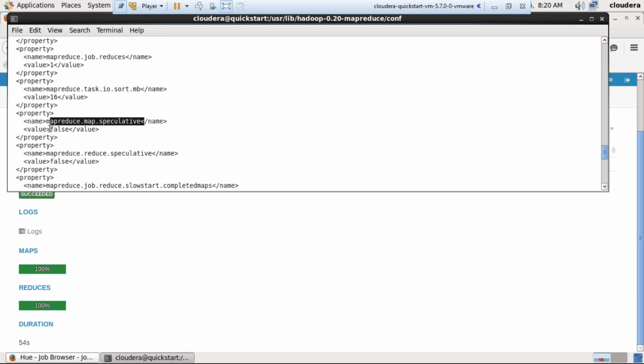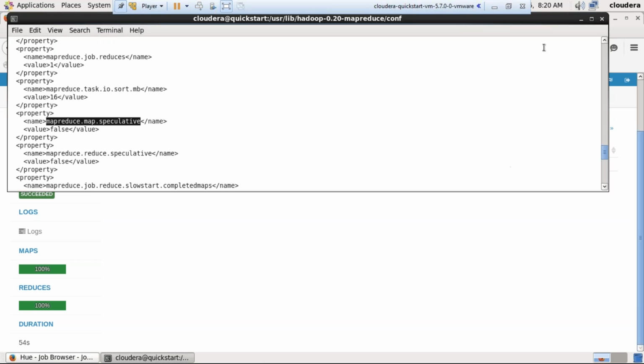mapreduce.map.speculative is true by default here. But this being a pseudo cluster, that is not possible. That is the reason why we made it false. But on a production cluster, we keep this value true because it improves the efficiency of your MapReduce job. How does it improve the efficiency of the MapReduce job?